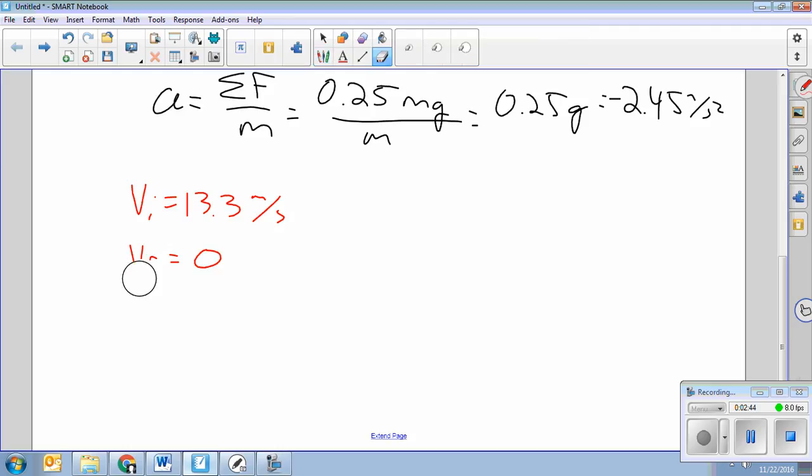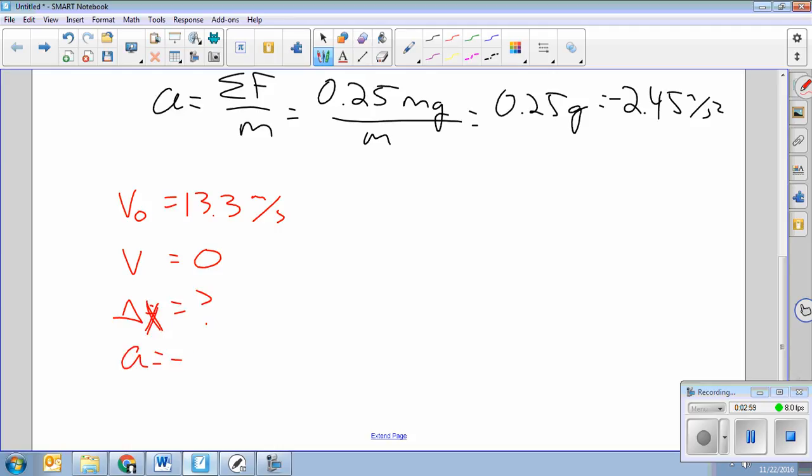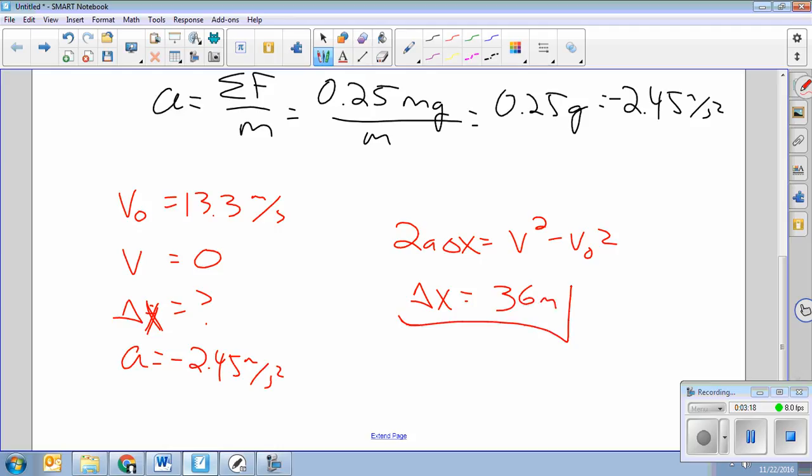Sorry, I'm trying to switch to new notation. Let's see, initial velocity, and at the time when the velocity is 0, the question is, what's our displacement going to be? That's a delta x, if our acceleration is negative 2.45 meters a second squared. To solve this, you just use 2a delta x equals v squared minus v0 squared. Plug in your numbers and solve for your displacement, and you end up getting 36 meters. There you go.